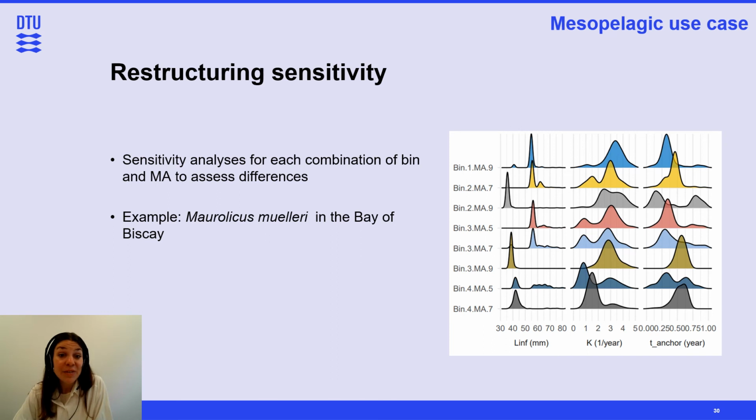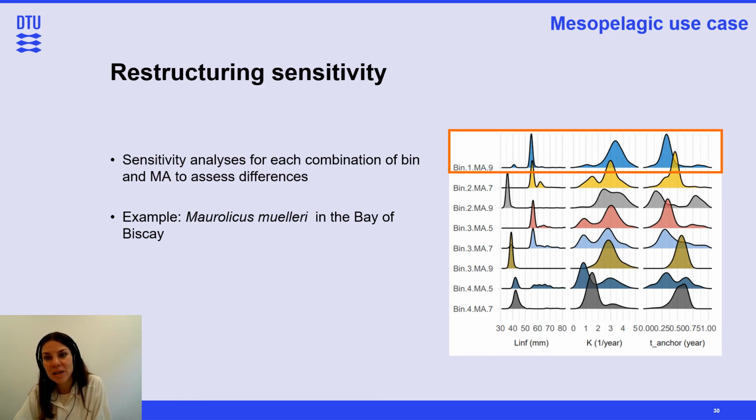Then we did a sensitivity analysis for each combination of bin and MA to select the appropriate restructuring parameters. We finally selected a bin size of 1 and a moving average of 9, as it allowed for the highest detail while at the same time reducing the noise in the data. The figure here shows growth parameters estimated for each different combination of restructuring parameters that we tested. And as you can see, it is really important to be careful with the restructuring, as it can give quite different results.